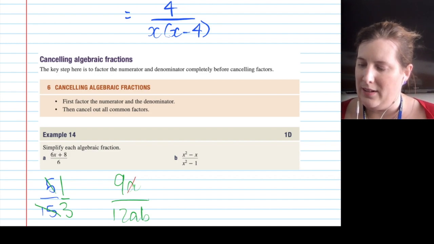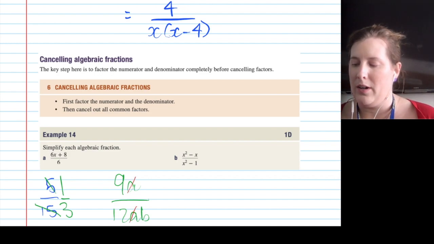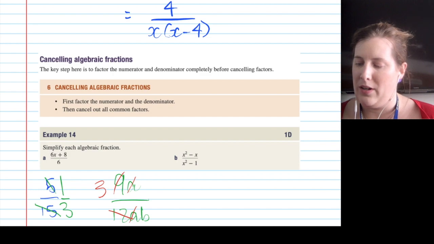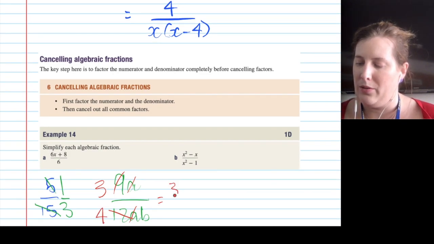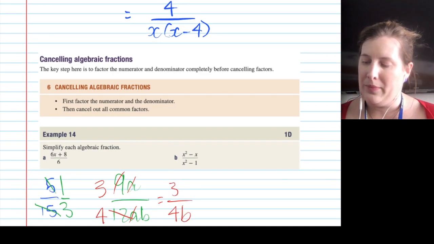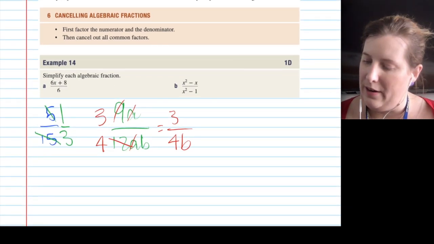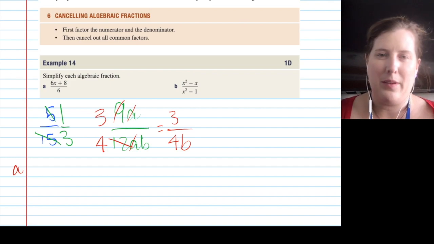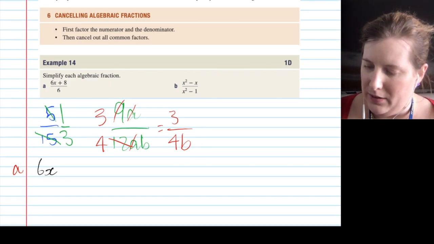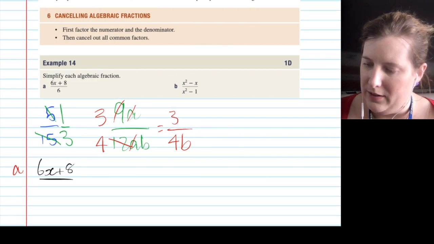The a's cancel out. 3 goes into both 9 and 12, 3 times and 4 times, so we end up with 3 over 4b. We're now going to deal with algebraic fractions, so let's have a look at our first example. We have 6x plus 8 over 6.